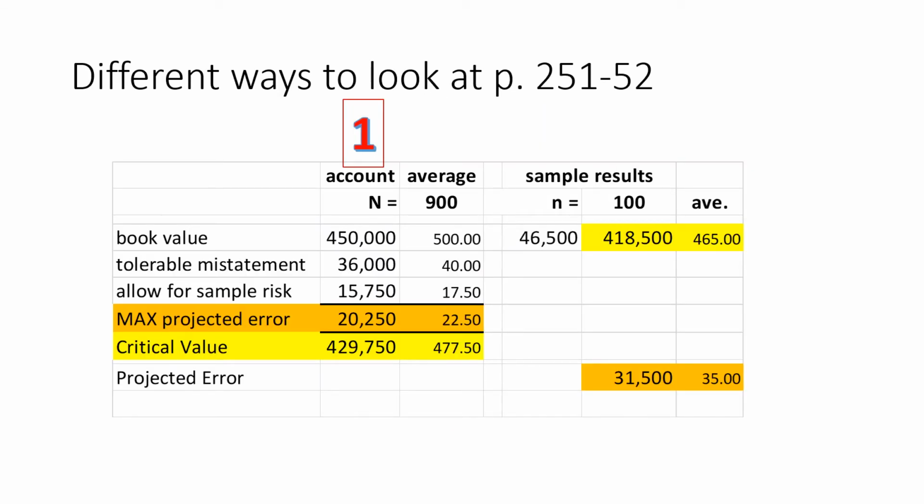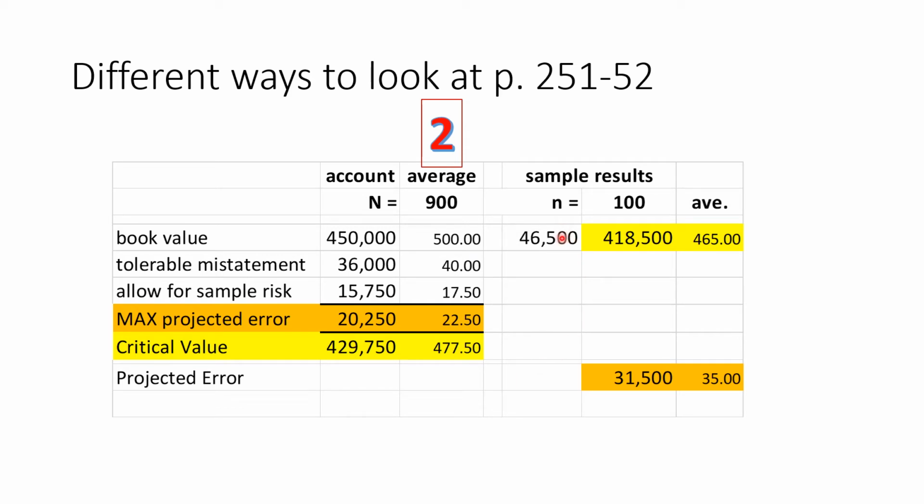Okay, so right here we have the same information. The book value is 450. Then I've got my tolerable misstatement, less my sampling risk. My maximum projected error is 20,250. And so my critical value would be 429,750. So this is 36,000 minus 15,750 gives me 20,250. I subtract 20,250 from 450 and I get 429.75. Got that? The same thing on averages. Since I'm sampling, I can do averages.